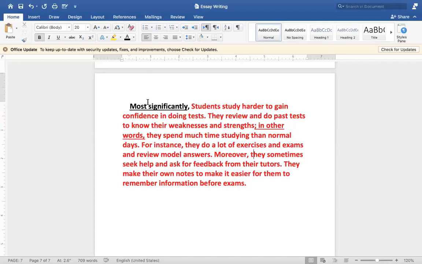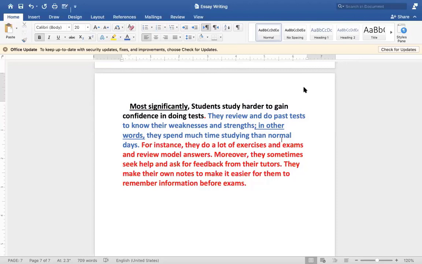So what is the topic sentence? Let's mark the topic sentence in black. Most significantly, students study harder to gain confidence in doing tests. What is the first supporting sentence? Let's put it in yellow. They review and do past tests, and so on. What is the example? Let's put it in red. This is all an example. Right, guys? What is missing here? The only thing missing is the concluding sentence. Who can write me a concluding sentence?